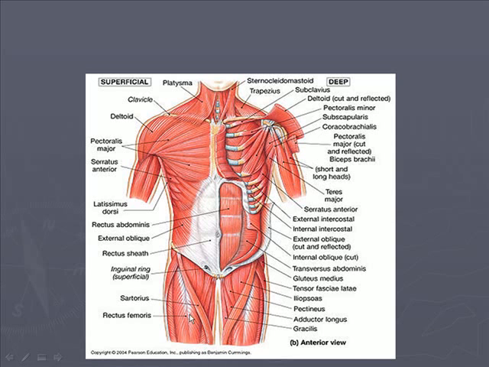Sartorius muscle we'll talk about. The rectus femoris muscle we'll talk about. The vastus lateralis muscle we'll talk about when we get down to the lower extremities. And we're going to talk just a little bit about this site here, though I didn't ask you to identify this on the lab exam.